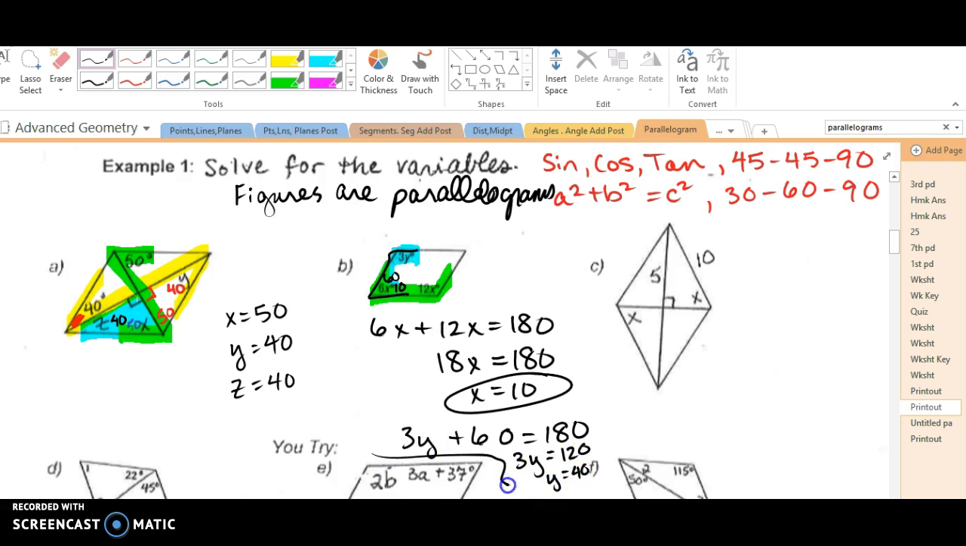That's all still part of B. What's going on in C? You might notice that I have a right triangle here in which one side is half the length of the hypotenuse. Where have we seen that before, friends? 30-60-90. Remember that the side across from 30, you take it, you double it, you get the hypotenuse. So x is 30.